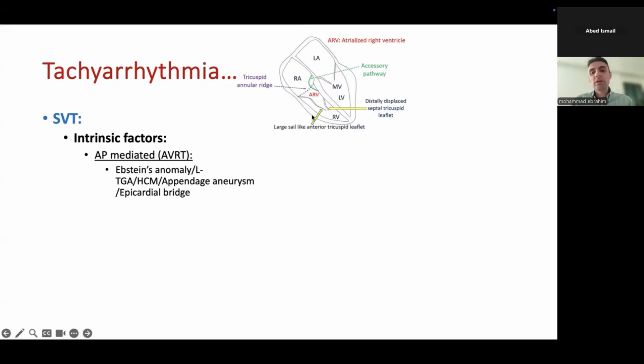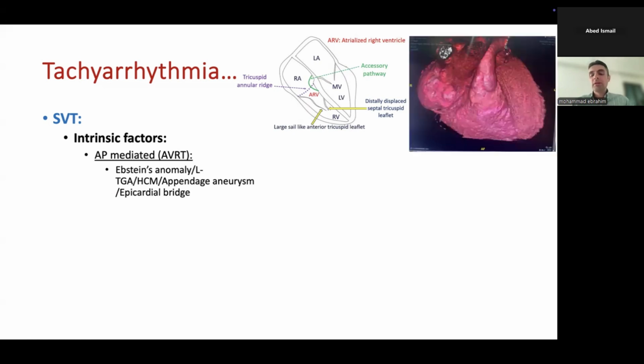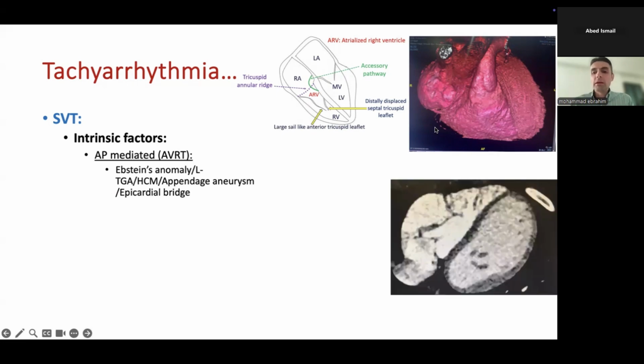So that's a cartoon describing the large sail-like anterior tricuspid valve leaflet with displaced septal tricuspid valve leaflet, and the presence of the accessory pathway. There's a patient of ours with an epicardial accessory pathway connection. And this is another patient of ours with a huge right atrial appendage aneurysm with a WPW and SVT presentation, because of the abnormal connection between the huge aneurysmal atrial appendage and the right ventricle.